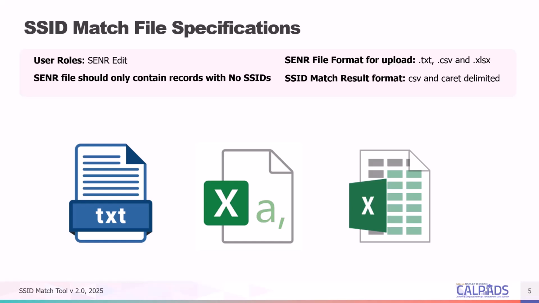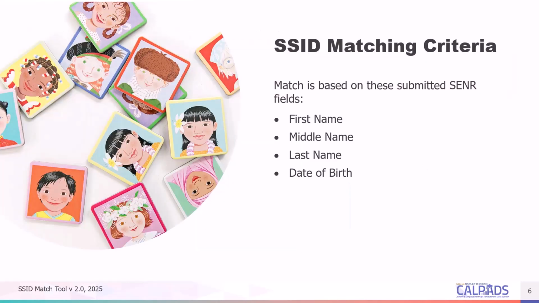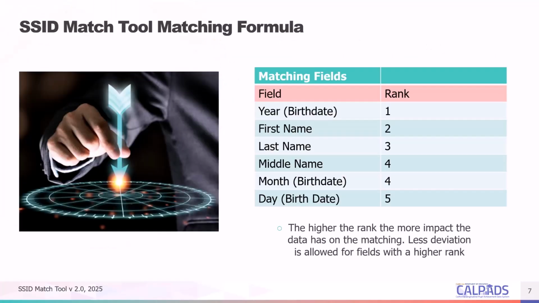The only role needed to access the SSID matching tool is the SENR edit role. Now let's look at the criteria. The match criteria has been refined so that we can now produce more matches. Match candidates are based on these four submitted SENR fields: the first name, the middle name, the last name, and the date of birth. The SSID match tool formula matches names by measuring how similar two names are despite potential spelling variations. The formula is weighted, and here we have ranked criteria elements.